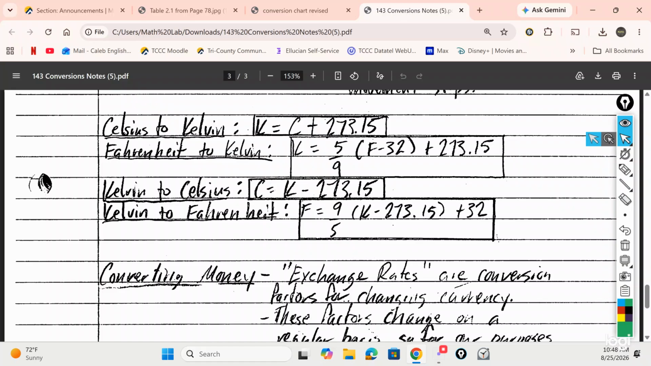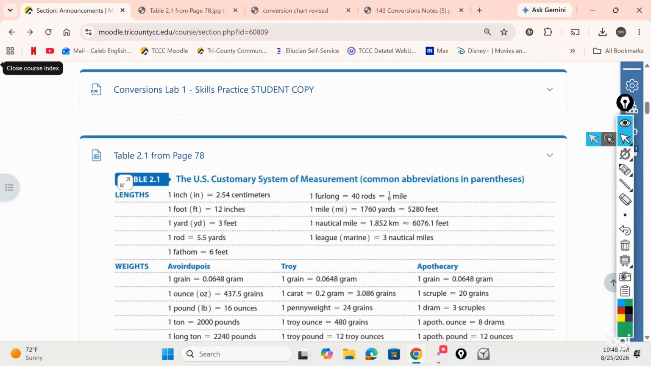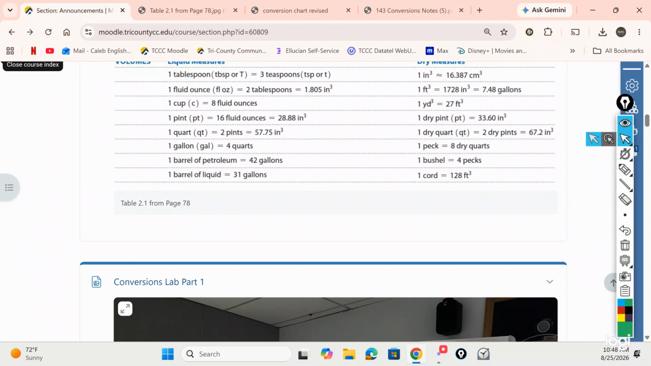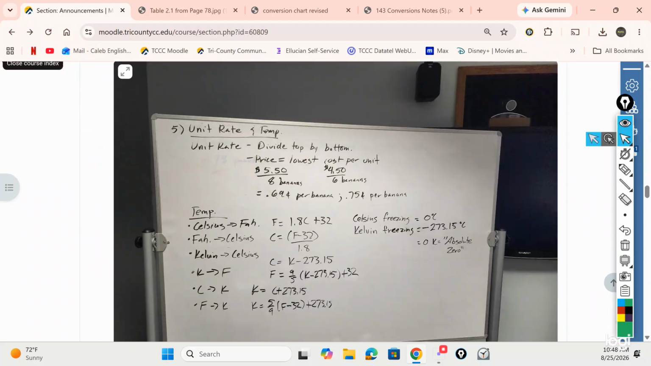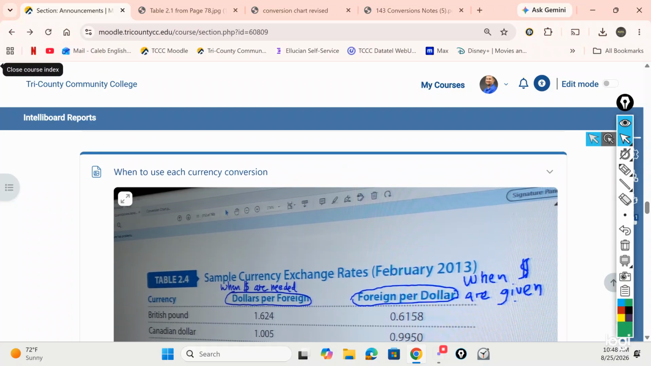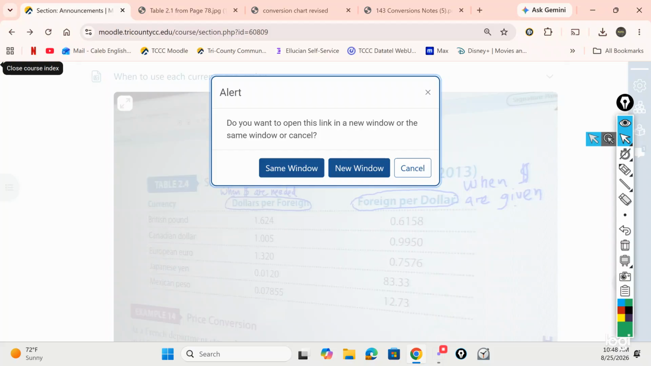All right. Lastly, converting money, exchange rates. Exchange rates are conversion factors for changing currency. These factors change on a regular basis. So for our purposes, we're just going to use the old ones, or we might even use hypotheticals. But there is a table on page 85 for this that we can find. The table is actually in the pictures that I've uploaded. Here it says when to use each currency conversion. So I'm going to blow this up.